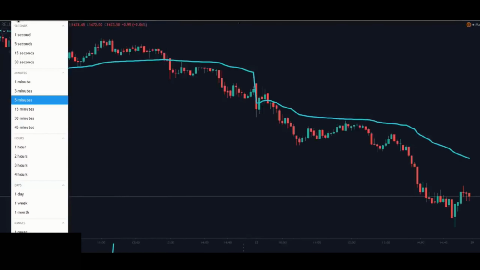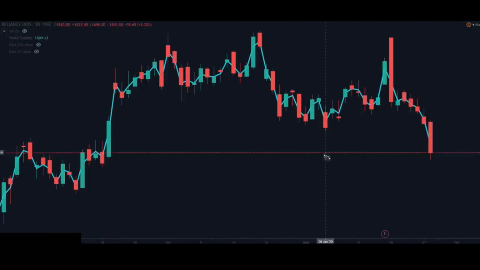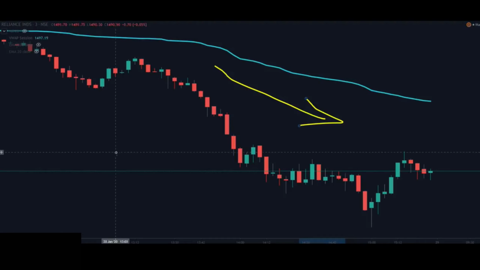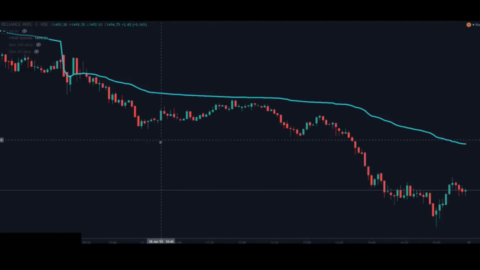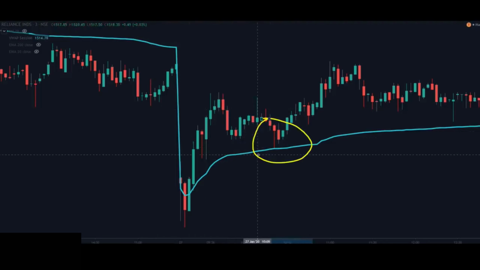Number 2. VWAP only works on intraday time frames and doesn't work on daily. Number 3. If the stock is trading above the VWAP line, it is considered an uptrend. Similarly, if the stock is trading below the VWAP, it is considered a downtrend. Number 4. VWAP line can act as a support or resistance on a trading chart.